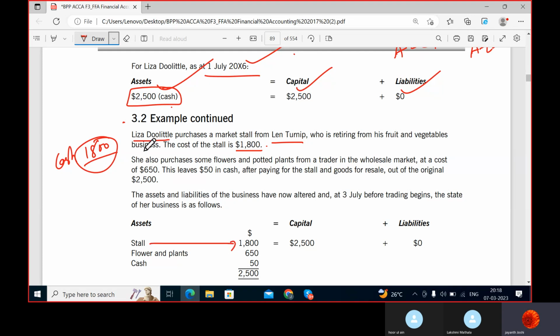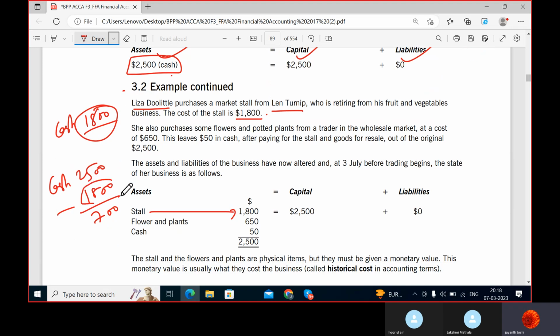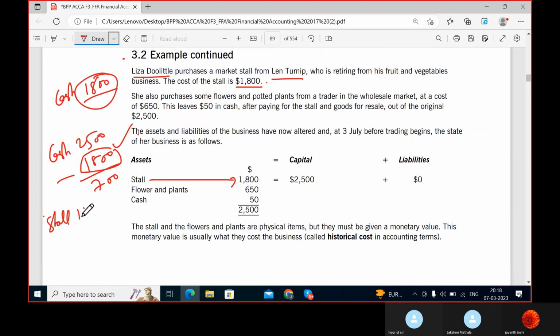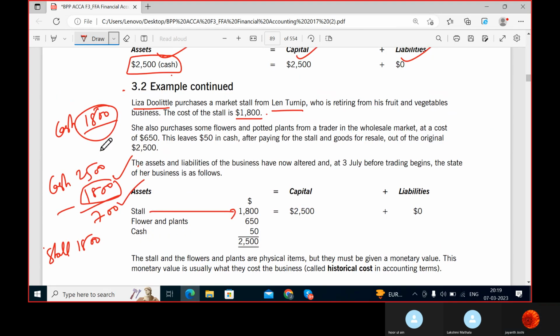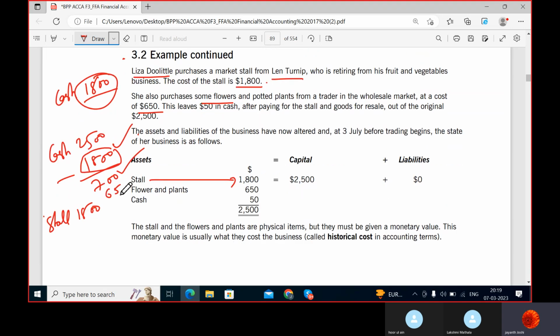So stall 1800. Okay. Like what happened is, this is cash account 2500. From this we remove 1800. How much is left over? 700. And whatever the 1800 has been removed, that has been used to buy stall. So stall 1800. Still we have a cash balance of 700. But what is happening? She also purchases some flowers and potted plants from a trader in the wholesale market at a cost of 650. So from this 700, we will remove 650 as well.